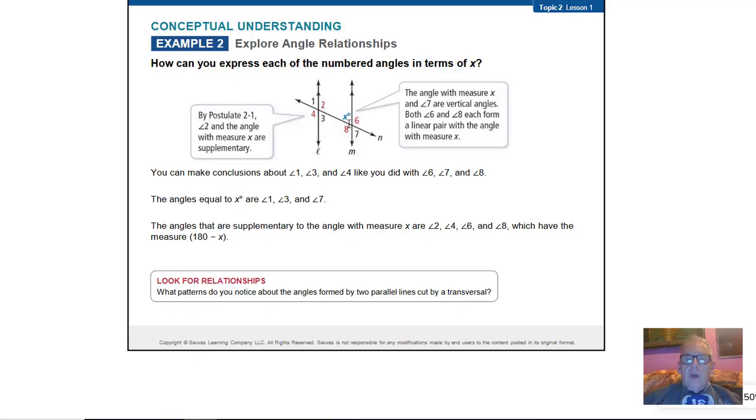The angle with measure x and 7 are vertical angles, and 6 and 8 are also vertical angles, which are congruent to each other. But we can see that the x degree angle and 6 would have to add to 180 degrees, and also the x marked angle and 8 would also have to add to 180 degrees because those make a linear pair.